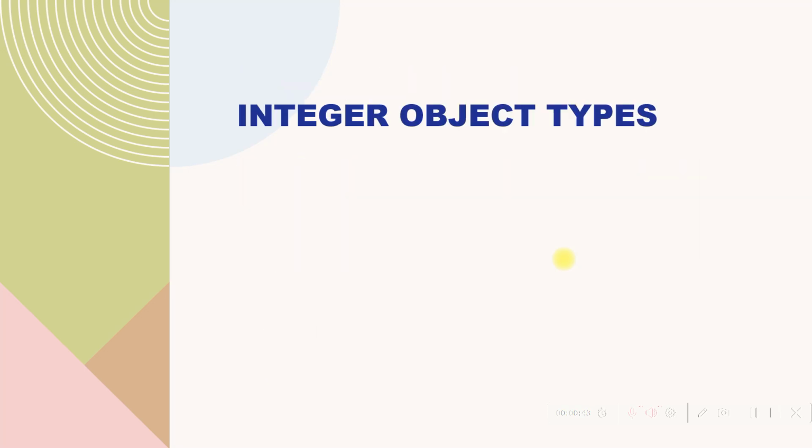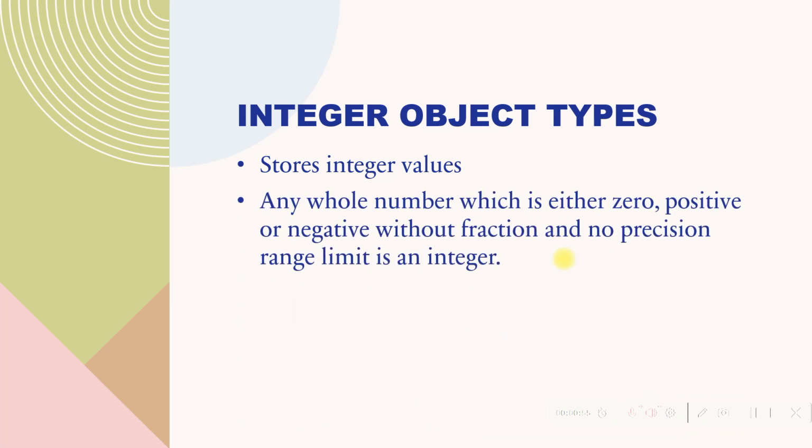So first one is the integer object type. What does the integer object type do? It basically stores the integer values. Now what is an integer value? Any whole number which is either 0, positive, or negative, or any number without fraction and no precision range limit is considered as an integer. And here are some examples of the integer values.